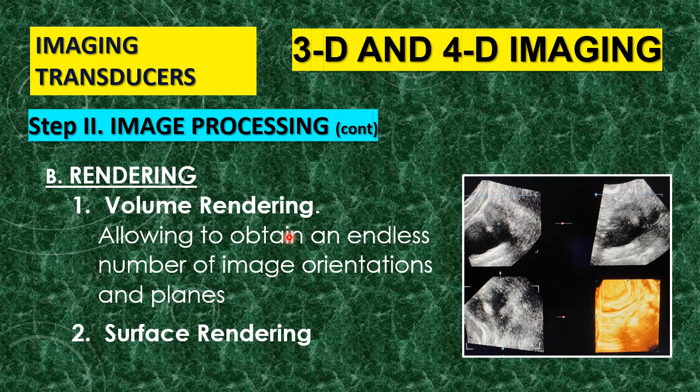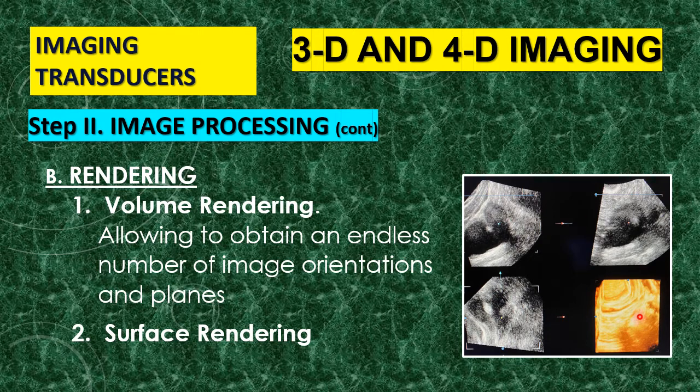Some people call it tissue rendering, because you can get, as if you're scanning already, the tissue echogenicity. You can see all the organs, whatever is inside. So this is sometimes called volume rendering or tissue rendering. And by tissue rendering, you can get an endless number of imaging orientations. This is the volume rendering.